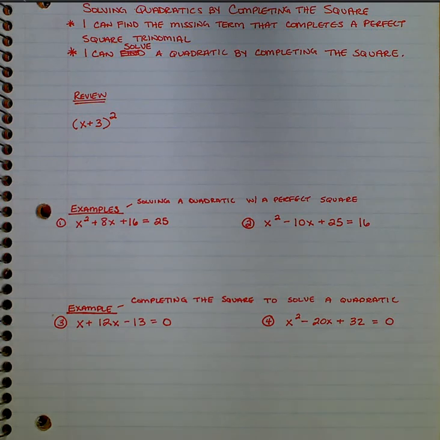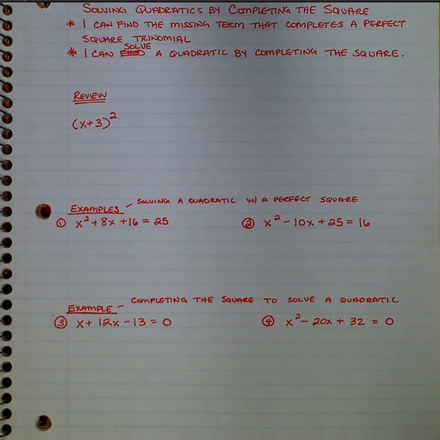Today we're going to talk about solving quadratics by completing the square. By the end of this lesson you should be able to find a missing term that completes a perfect square trinomial, and then you should also be able to solve a quadratic by completing the square. We're going to learn how to find that missing term, and we're also going to learn how to use that in order to solve quadratics.